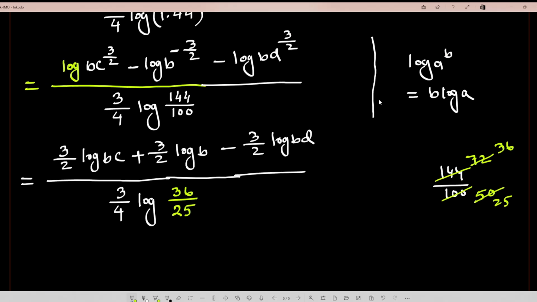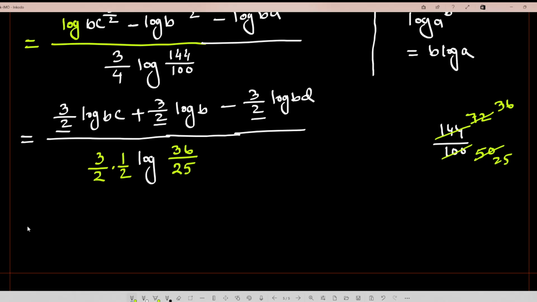Now look, we have to find the similarity of numerator and denominator. Here is 3 by 2, here is 3 by 2 and here is 3 by 2, but here is 3 by 4, so we need to work on something. So this line we can change, instead of 3 by 4 we can write 3 divided by 2 times 1 by 2. Similarly, 3 times 1 is 3, 2 times 2 is 4.